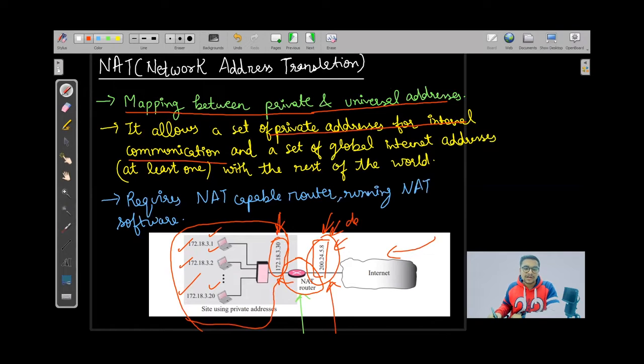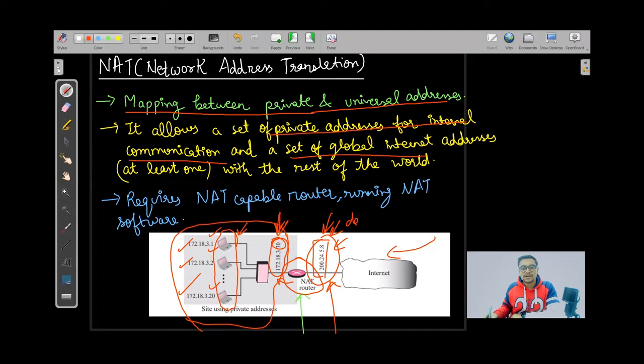For example, if the private network can allocate up to 30 hosts, and we have just assigned only 20 hosts right now, we can in the future also add 10 more hosts. It is used just for the internal communication.